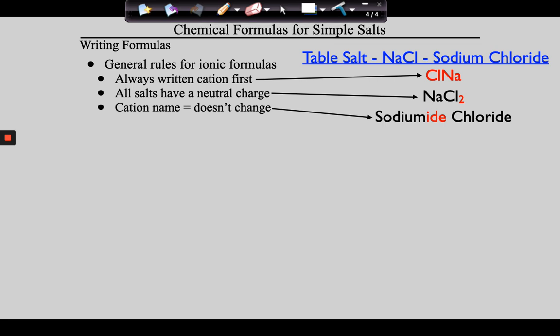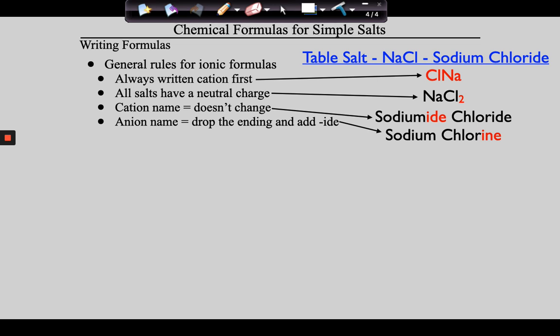So guys, the positive ion, sodium, doesn't change. But what about the negative ion? Well, that's rule number 4. When you look at the anion, you drop the ending and add IDE. But you already knew that as well, because you know that table salt is not sodium chlorine, it's sodium chloride. So guys, these are rules that you understood simply based upon table salt, but now we're going to put them into practice in other settings.